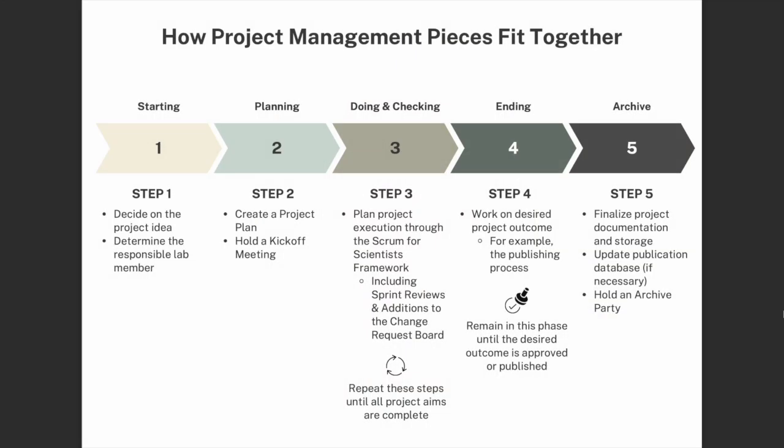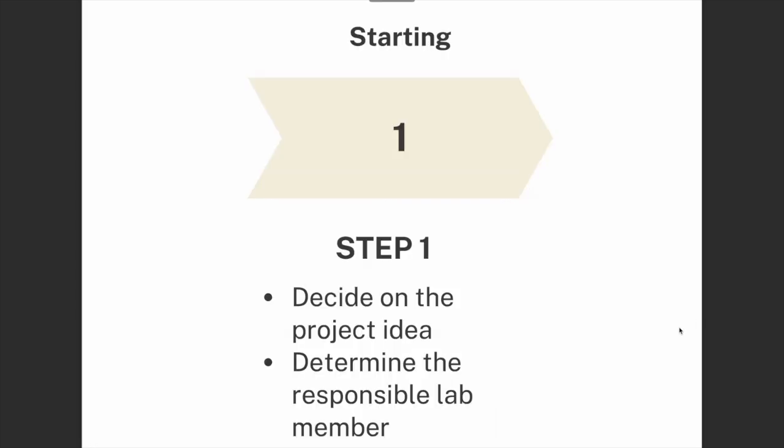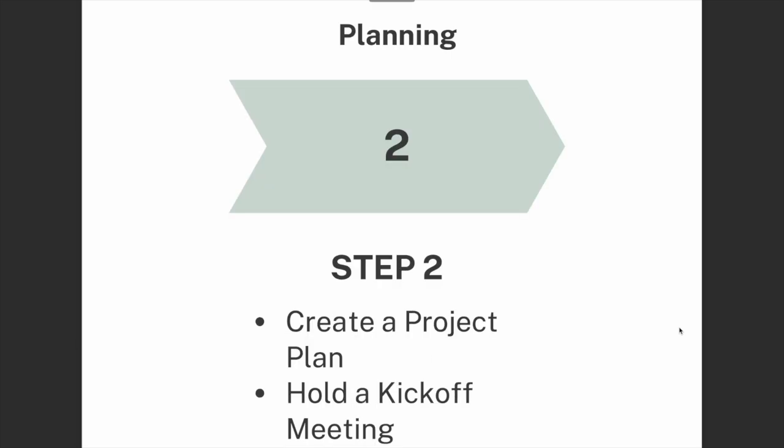In this video, I'll walk you through how different components discussed in the previous videos for this section, including project phases, the project plan, Scrum for Scientists framework, sprint reviews, change request boards, kickoff meetings, and archive parties are all connected. First, you'll come up with a general project idea or direction and then determine who the responsible lab member or lab members will be for this project.